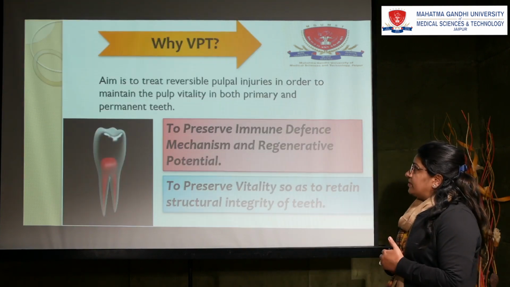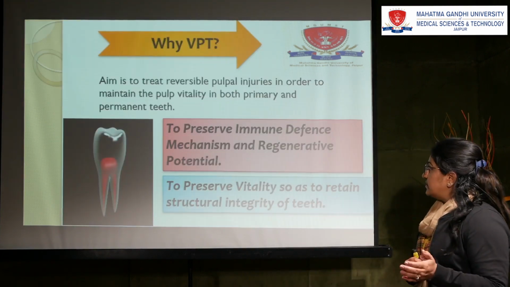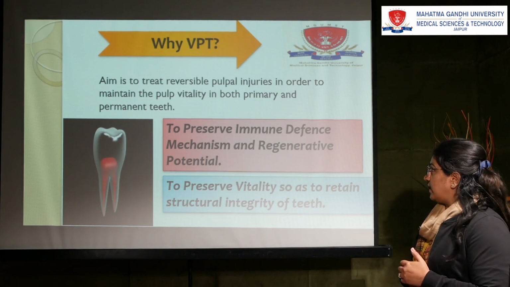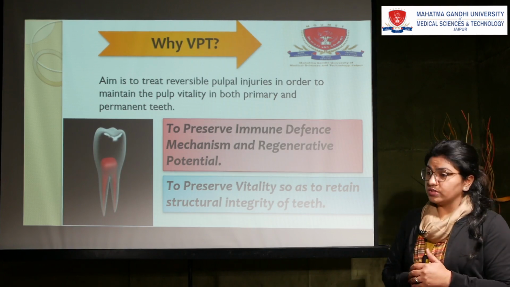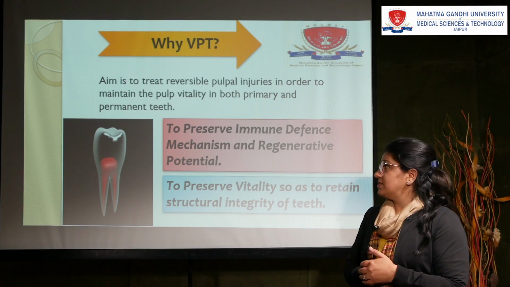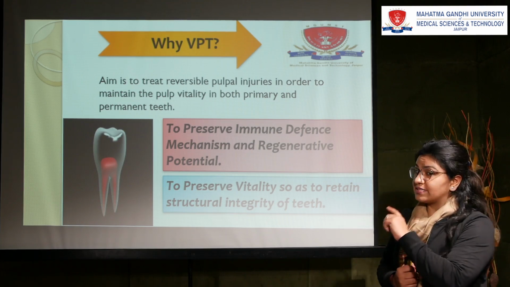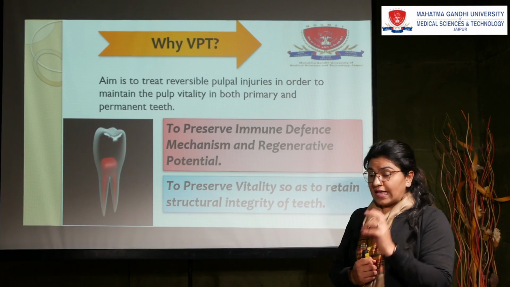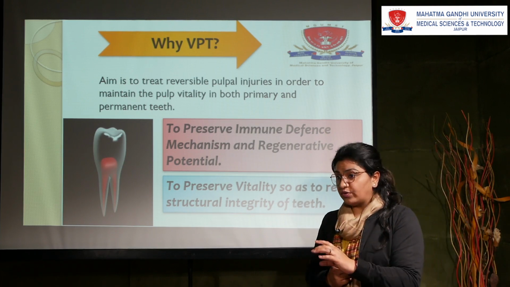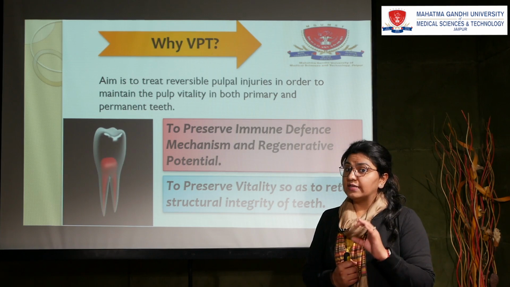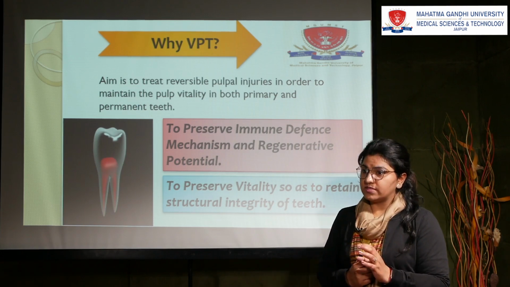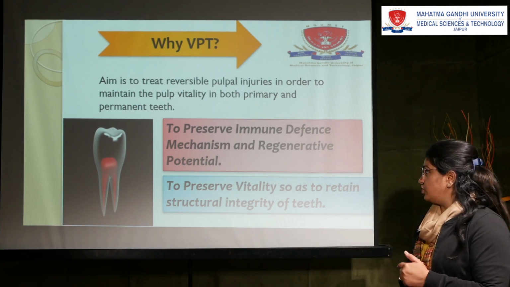So the aim is to treat the reversible pulpal injuries in order to maintain the pulp vitality in both the primary and the permanent tooth. So this can be done in both the dentitions, and the important words are reversible pulpal injuries: after examining clinically and radiographically, we have found that the pulp is still in a reversible state. So we can take up the procedure.